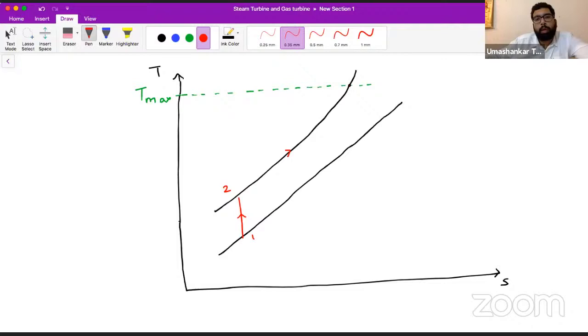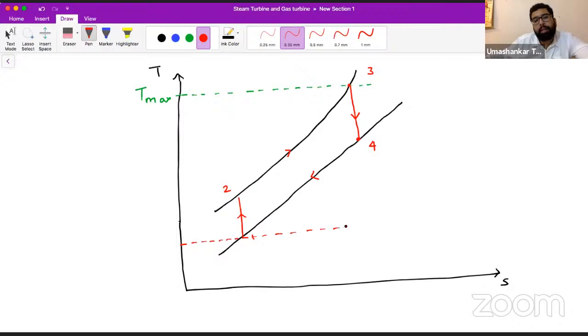You cannot go beyond this point. So you will have to expand from this point. You will make the air enter the gas turbine at this point, and it will leave the turbine at 4 and enter the cooler, and again it will come to the temperature 1.